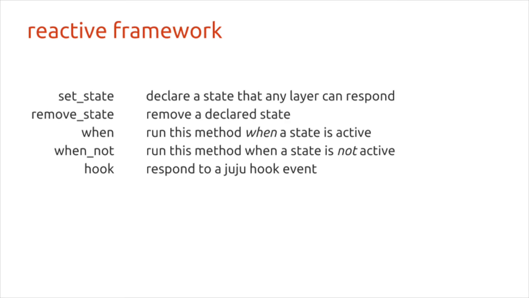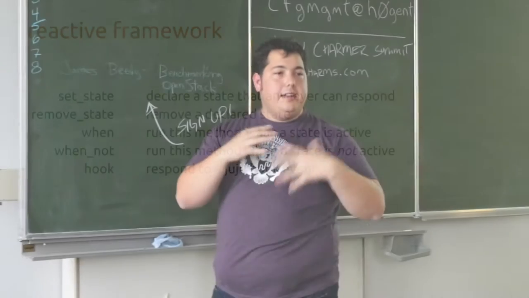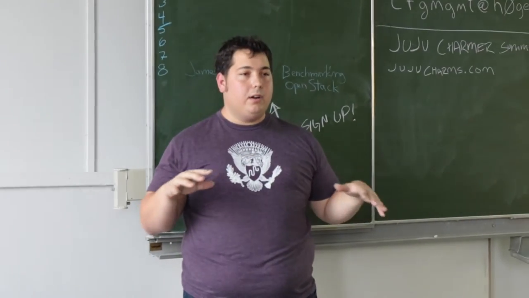So Nginx can declare, I am now installed. Nginx is installed and configured from this layer perspective, and you're good to go. What I can do in layers further up is I can say, once Django is installed and configured, and once Nginx is installed and configured, when these things are ready, I can run my custom code and know that those components are there and ready to go.